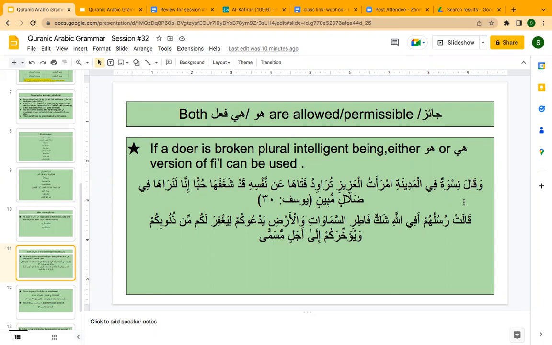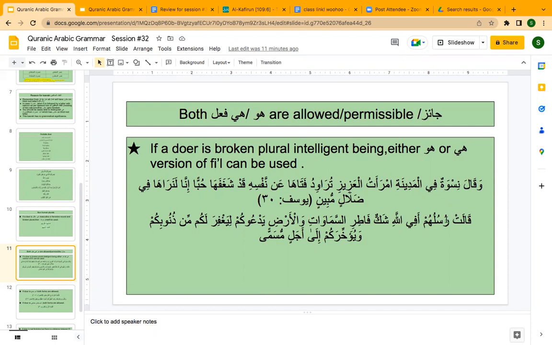Yes, human broken plurals can also be treated as single feminine. That is correct. They can also be treated as single. Human broken plurals can be treated as single feminine. But you will see them being treated both ways as well. Keep that in mind. Okay.